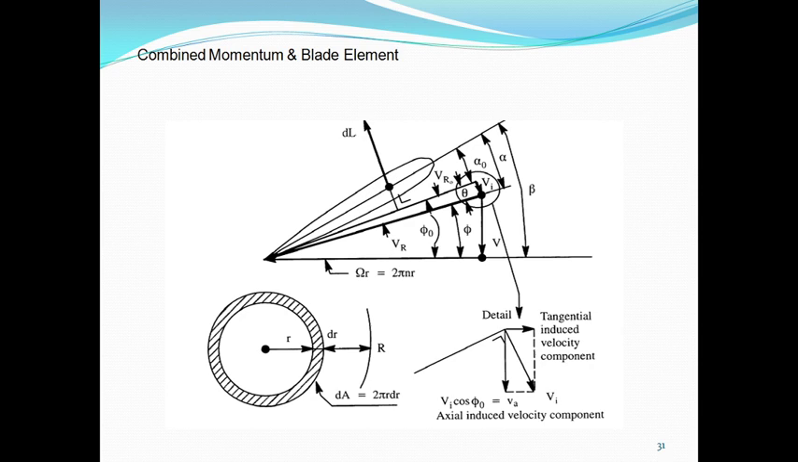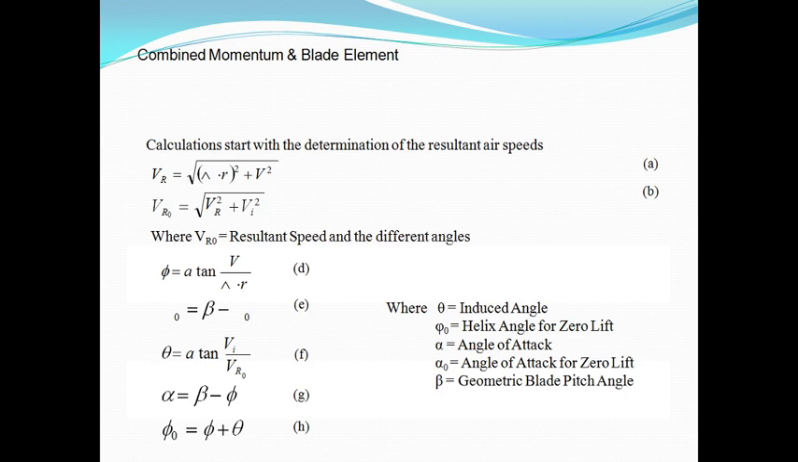This is again from the velocity triangles. Earlier, without considering the Vi, this is the resultant velocity, as we saw for the blade element theory. Vr is equal to the square root of (omega r) squared plus V squared, where V is the axial component of the free stream. Now, when we consider the Vi, the induced velocity, Vr is modified to Vr naught. Vr naught is the square root of Vr squared plus Vi squared. So this is the new resultant velocity.